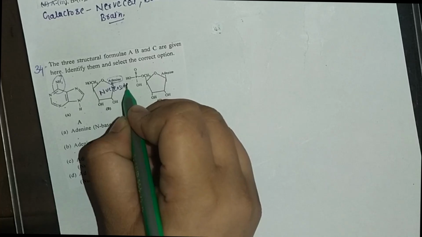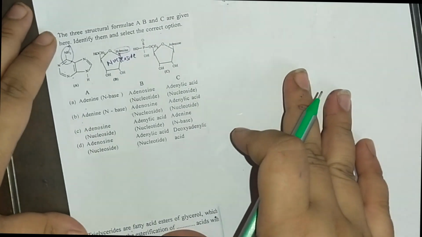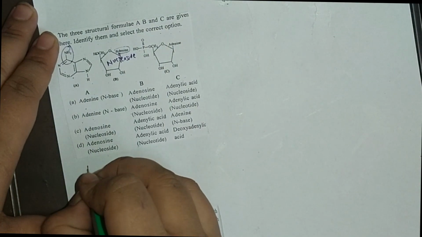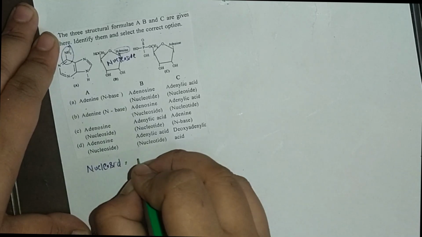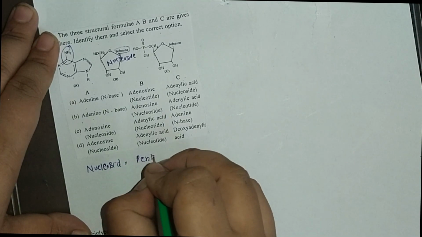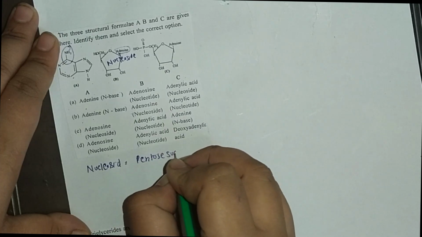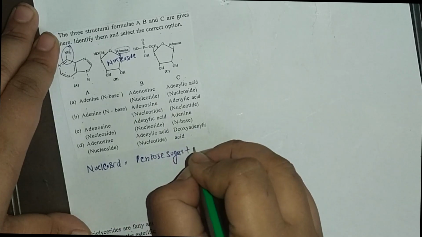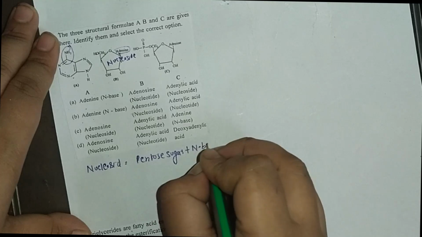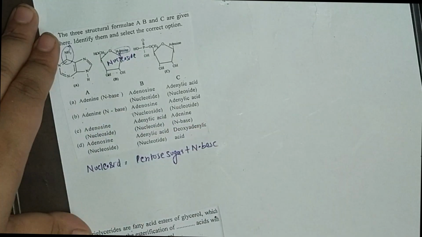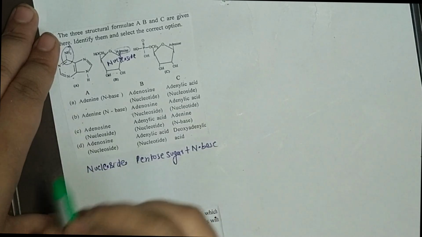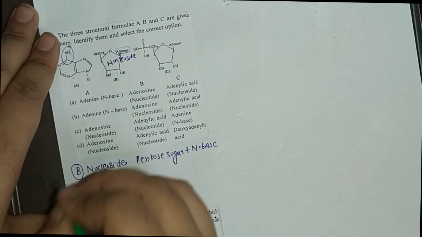Because we have studied that a nucleoside is a pentose sugar bound with a nitrogenous base. So this is the pentose sugar bound with the adenine nitrogenous base, this is a nucleoside. Okay, so option B is a nucleoside.